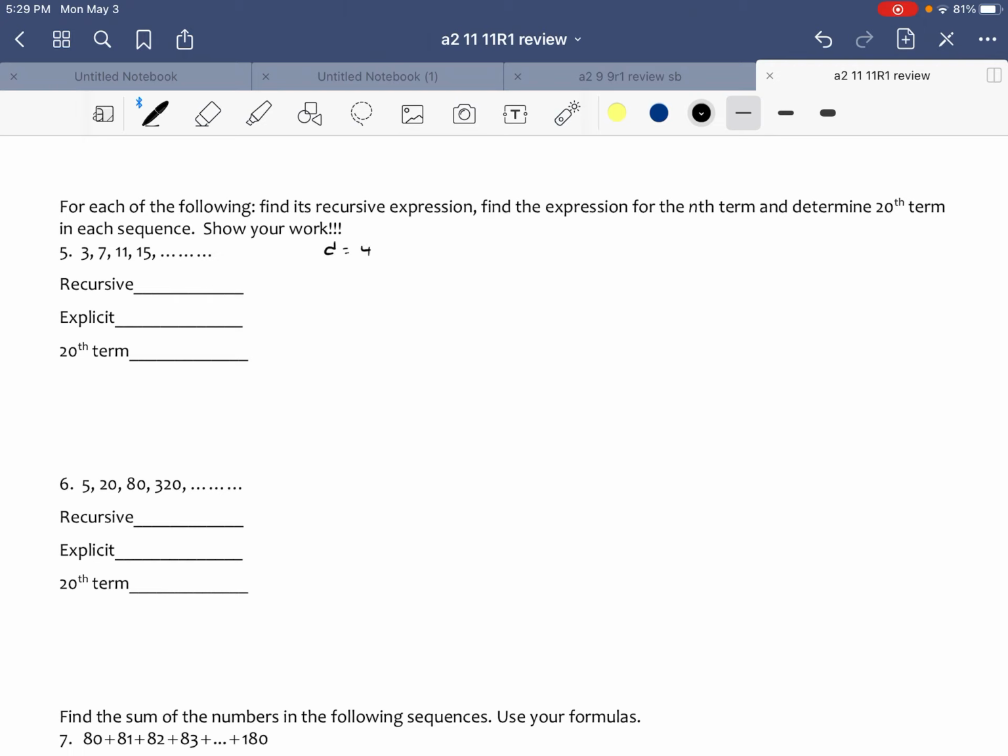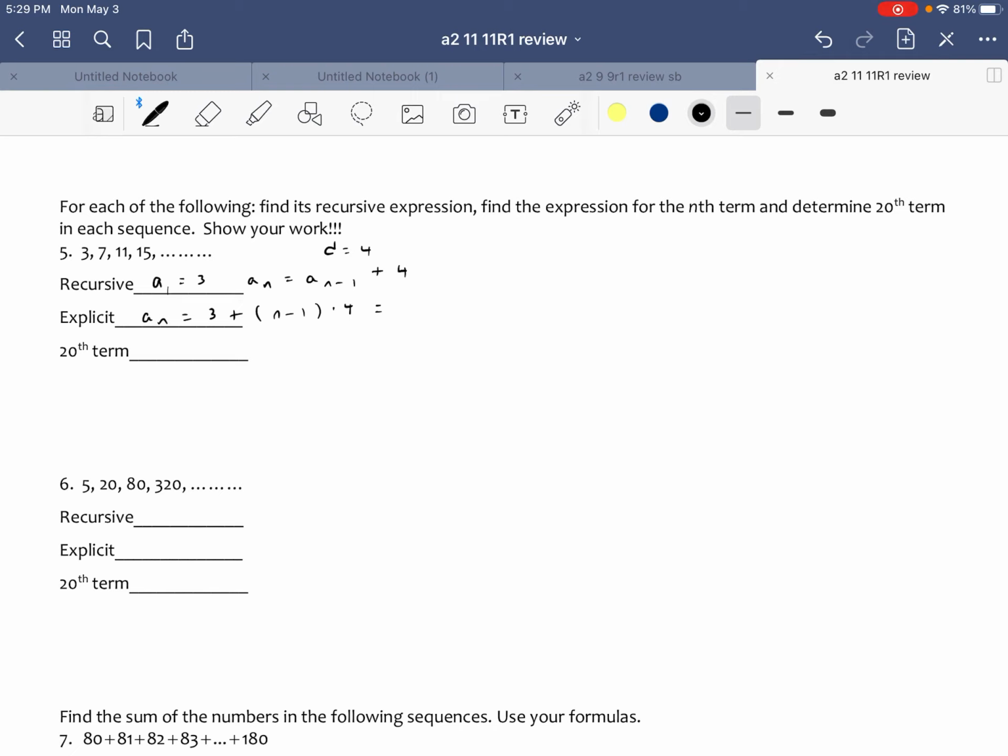The recursive formula has 2 parts. Always tell your reader what your first term is. And for an arithmetic, we say a sub n is equal to a sub n minus 1, plus the common difference. We're adding 4 to go from one number to the next. The explicit formula goes a sub n is equal to your first term plus the group n minus 1 times your common difference.